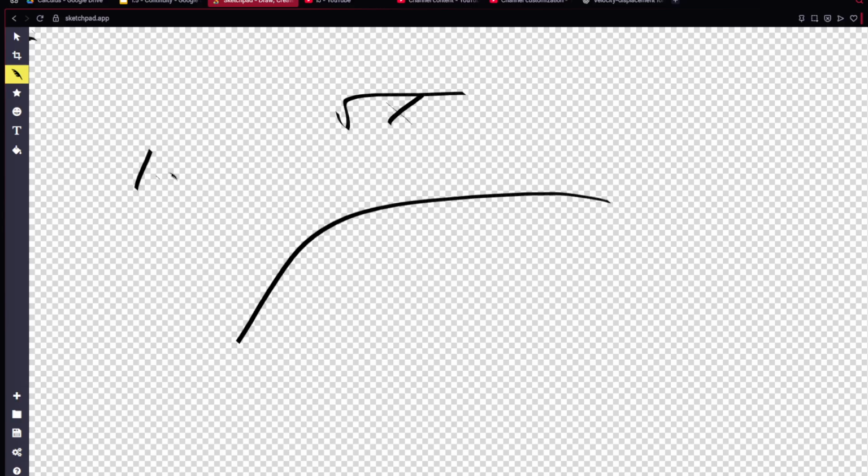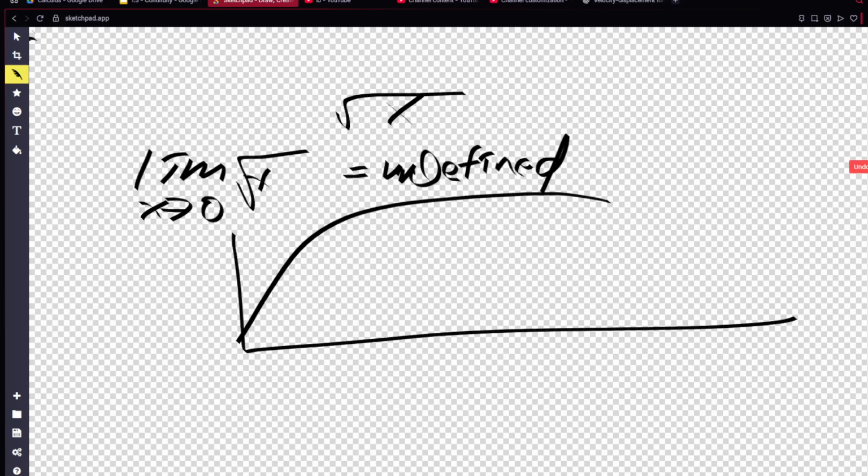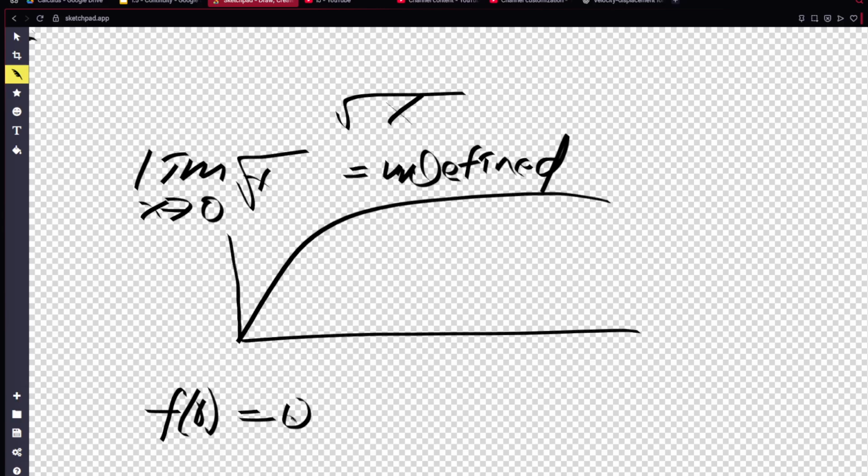So let's take a square root function. The limit as x approaches 0 of the square root function is undefined, the reason being that there's nothing on the left side. There's no limit as x approaches 0 from the left side because there is nothing past 0. But we know that f of 0 is going to equal 0, and we know that as x approaches 0 from the right side, it's also equal to 0. So this would be a one-sided continuity. Sorry, actually that's not right. This would be a one-sided continuity.